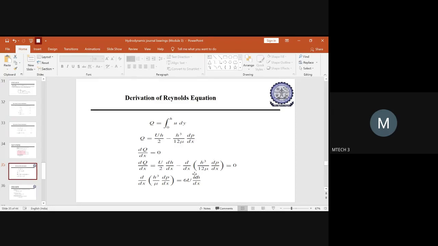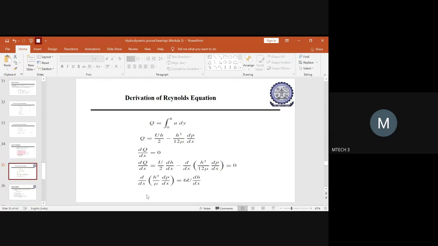So how does this change here? dq/dx is equal to 0. Now we have to differentiate q with respect to x again. Then you will get U/2 into dh/dx, because you are differentiating q with respect to x, so U/2 is constant and you write dh/dx. And again minus, then this has to be differentiated with respect to d/dx. The whole thing will be differentiated: h cube by 12 mu into dp/dx has to be differentiated.